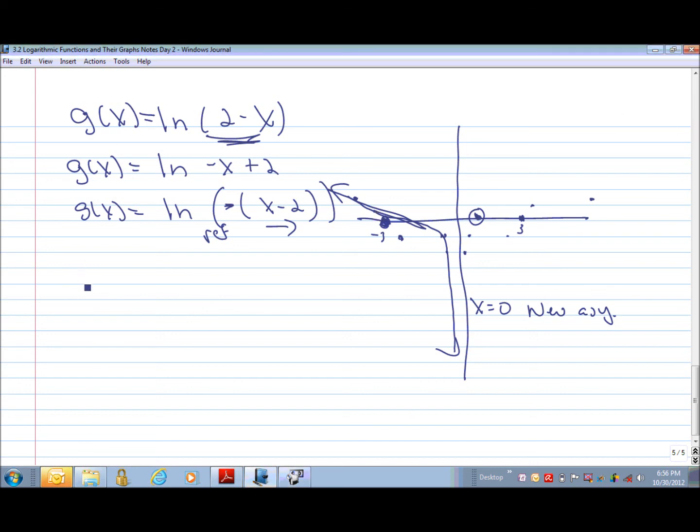So the domain here would be all numbers less than negative 2. So was it negative 2?